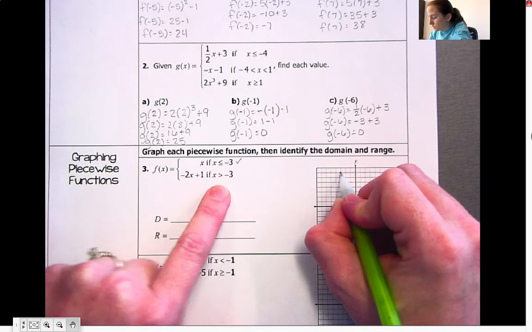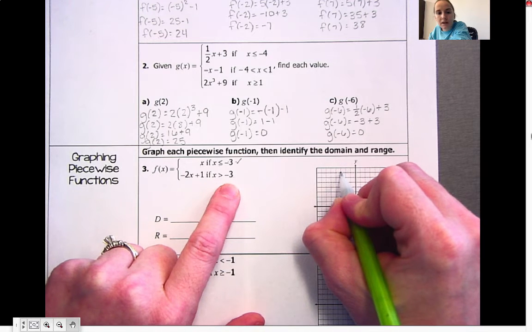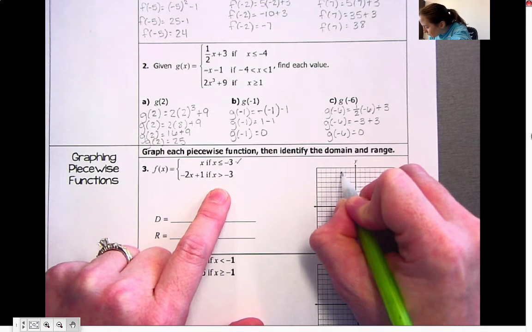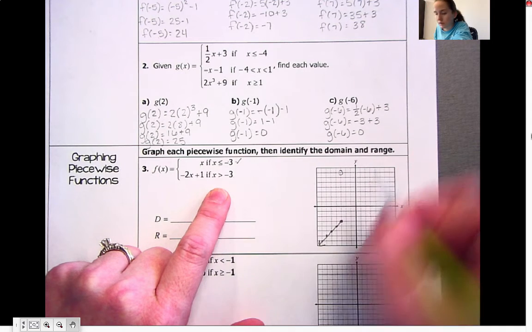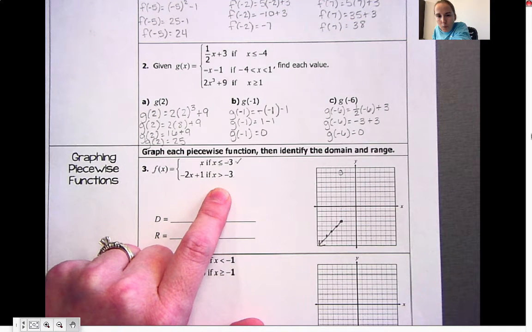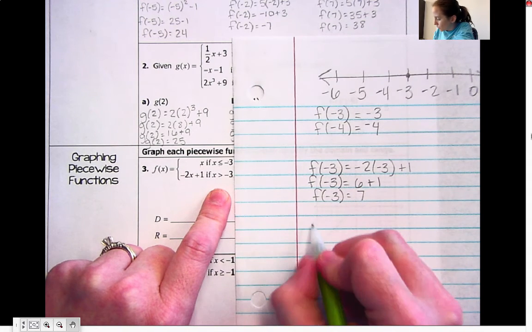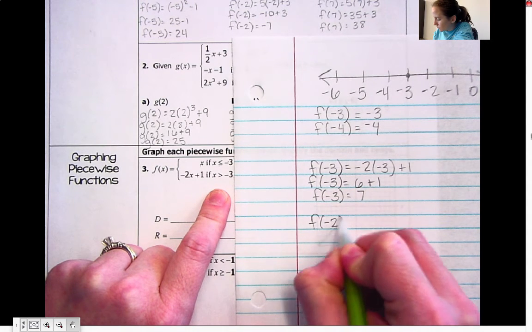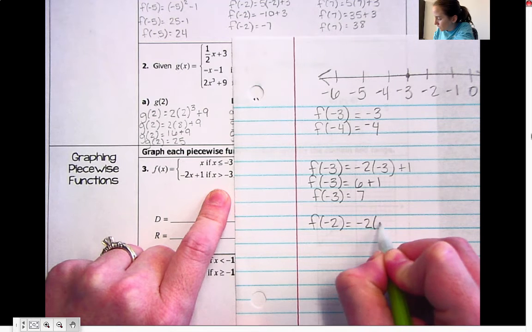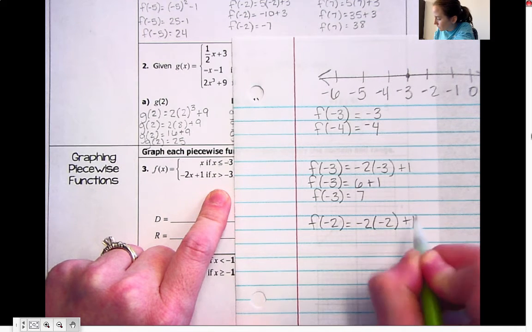Now, because there is no equal to, when I plug in negative 3, I have to put an open dot here to say, you know, I'm going to get really, really close to that value, but I can't land on negative 3. Okay, so let's see what happens at negative 2. So f at negative 2 equals negative 2 times negative 2 plus 1.